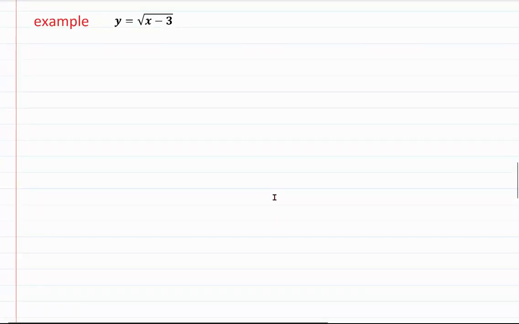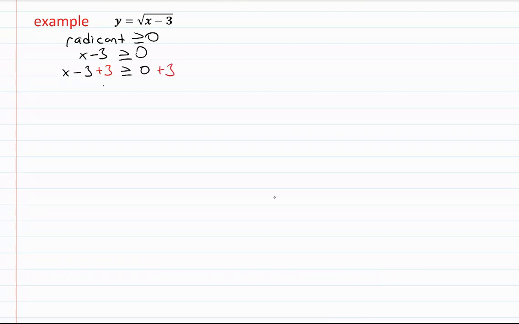Let's see another example. So we said for the radicand, we must say the radicand should be bigger than or equal to 0. So x minus 3 should be bigger than or equal to 0. I will add 3 to both sides, and then I will get x bigger than or equal to 3. So I can write my domain now.